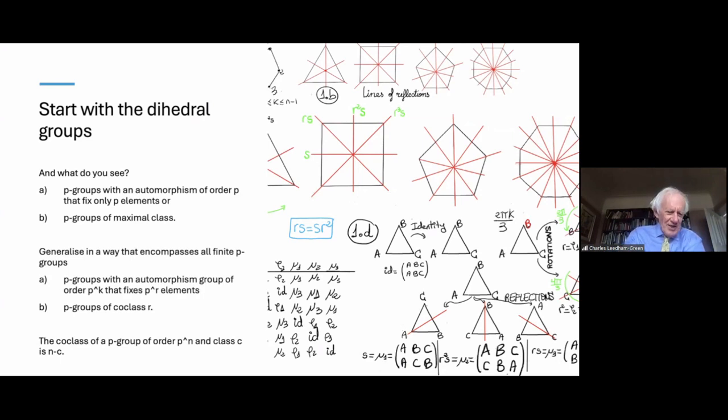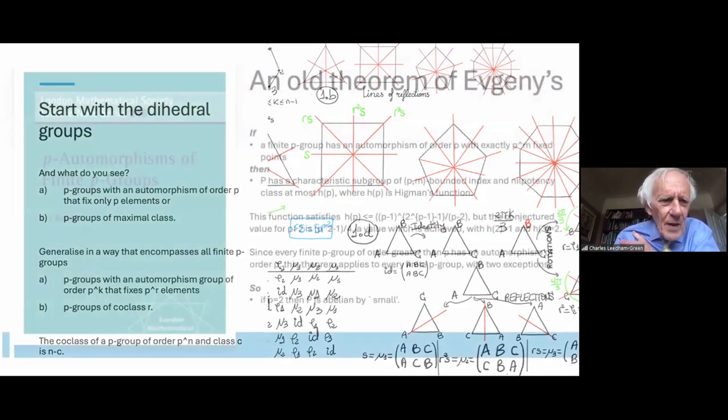So you might consider, for example, p-groups with an automorphism group of order p to the k that fixes p to the r elements for some fixed p and r. That would be one way of generalizing the first approach. Or the second approach, you can consider p-groups of co-class r for any r, the co-class of a p-group of order p to the n and class c being defined to be n minus c. So both of these would cover all finite p-groups.